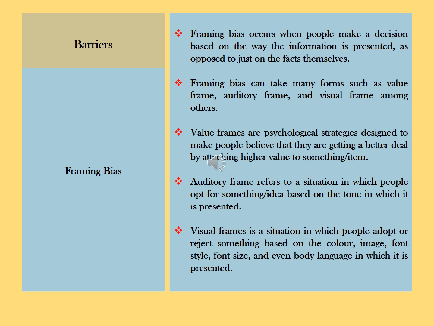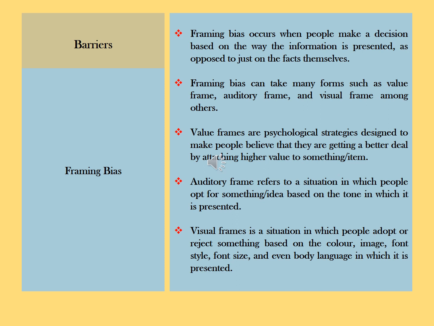The other barrier to group decision making is called framing bias. Framing bias occurs when people make a decision based on the way the information is presented as opposed to the facts themselves. It can take many forms, such as what we call value frame, auditory frame, and even visual frame, among others.